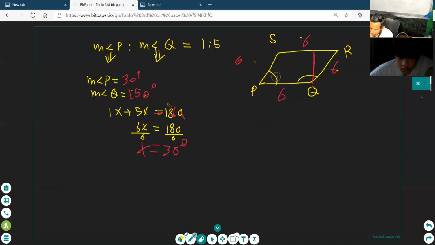Write the angle values in the figure, all angle values. So this is 30 degrees, and this is 30 degrees. Okay. What is this Q? This is 150, and this is 150. Now solve this and find H.